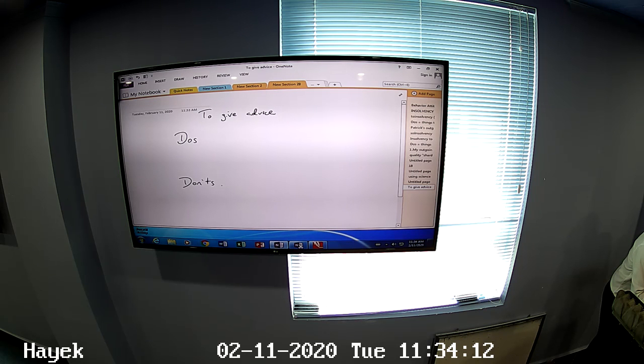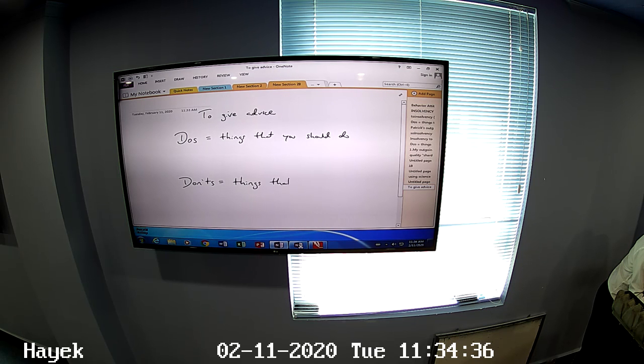Do's and don'ts. Do's are things that you should do. Things that you should do are do's. So of course don'ts. Don'ts are things that you shouldn't do. Do's, things that you should do. Don'ts are things that you should not do. In advice.